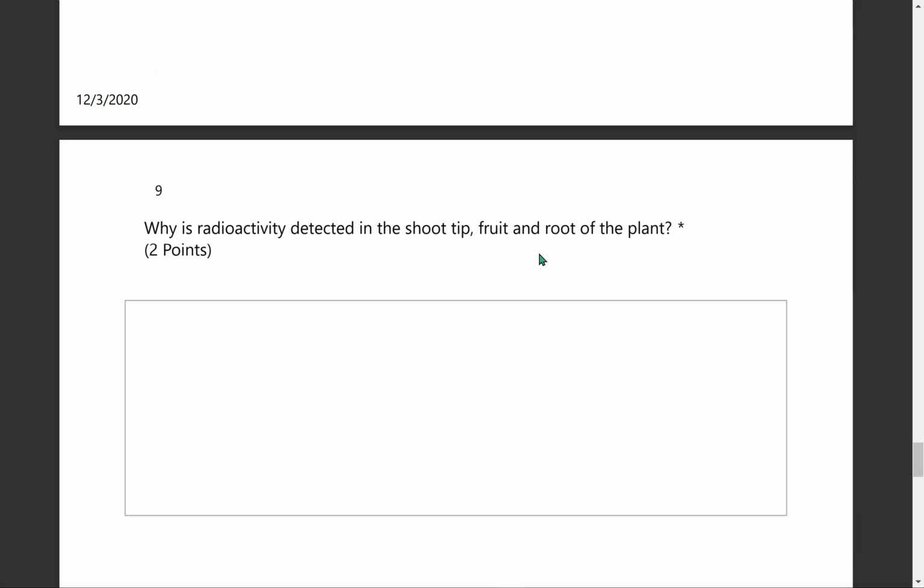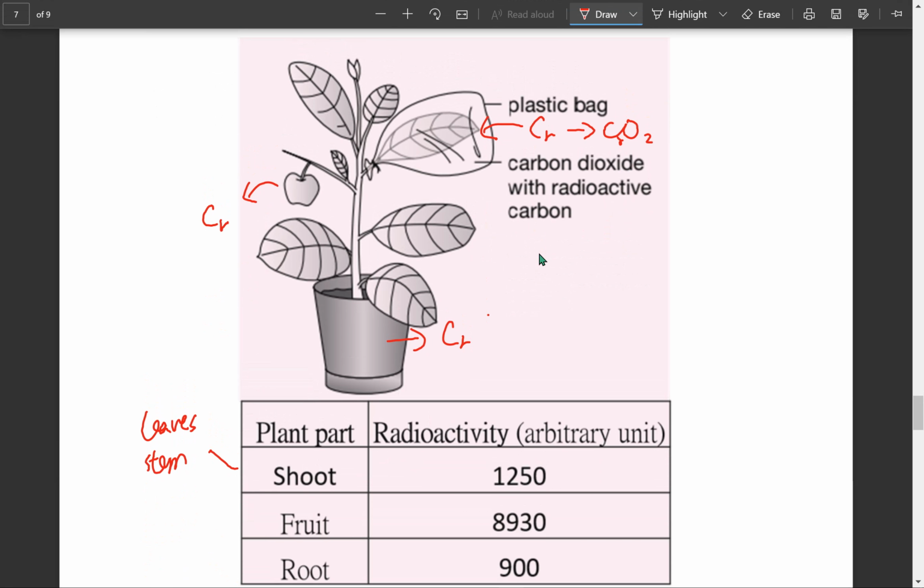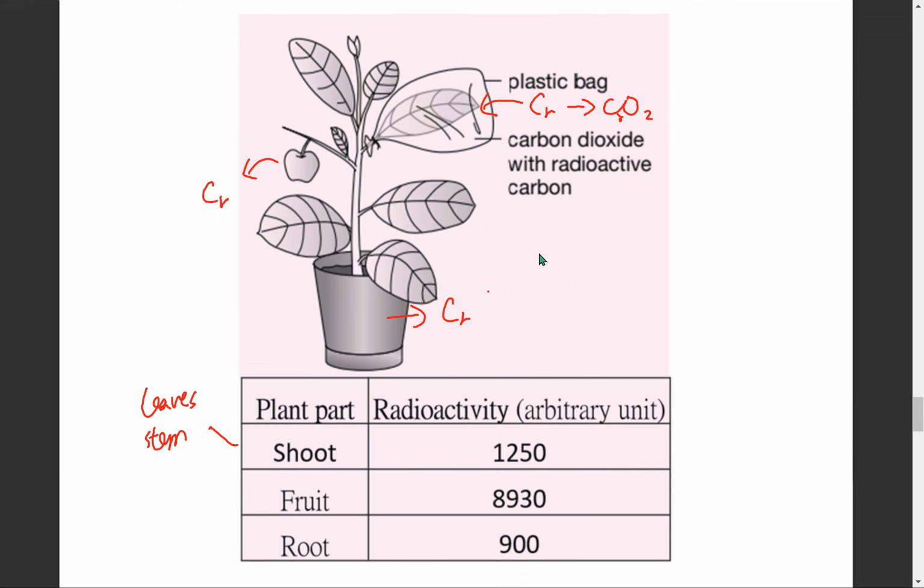Right. 9. Why is radioactivity detected in the shoot tip, fruit, and root of the plant? So I just mentioned, right? Which means somehow the radioactive carbon absorbed by this leaf is transported to the root, to the shoot tip, to the fruit, and to the root. But how?